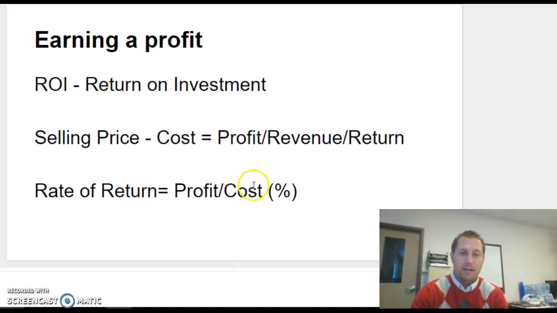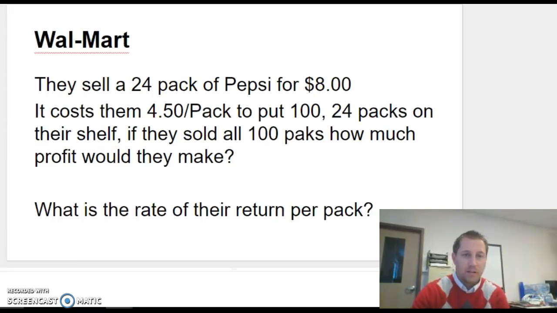I want you to find a product that you can find all these pieces to. So what is its selling price? How much did it cost to make? Divide it out so you can find its rate of return, and give me those numbers. Plug all that information on here. Okay. Slide 7.